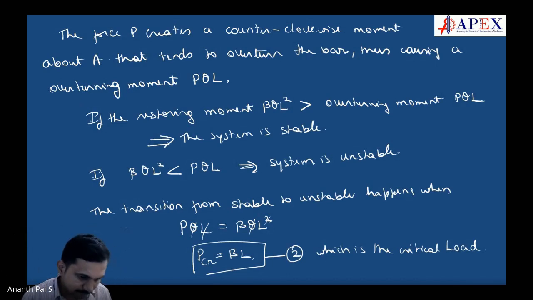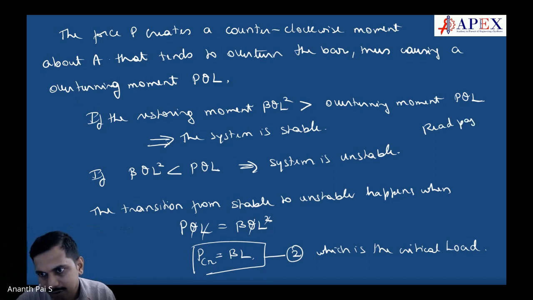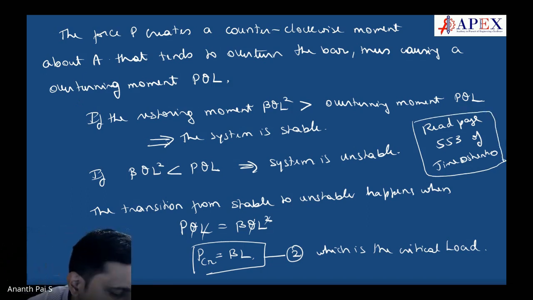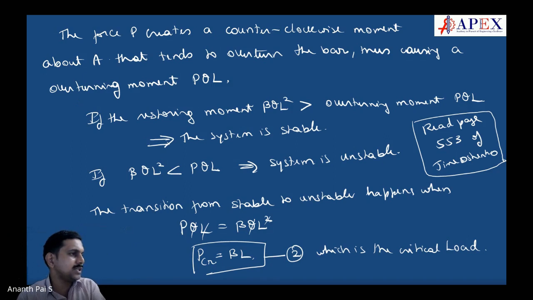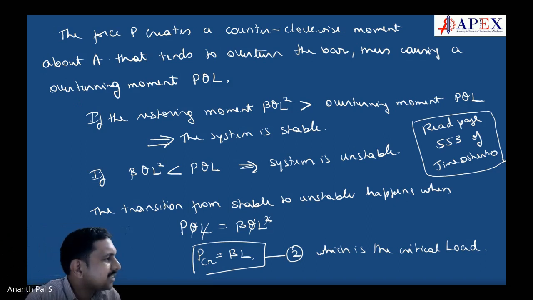Okay, read page 553 of Timoshenko. When I say read, you have to read it, students. He has said what is bifurcation, neutral equilibrium, and all those things. He has compared it with a ball being on a hill. Don't worry that you know it, but still, if you read it once, it's better. Okay, so next.